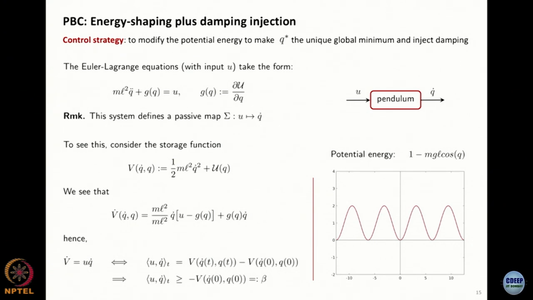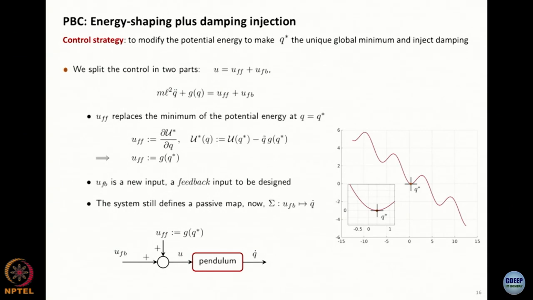So the first thing to remark is that the pendulum, from the inputs U to the velocities, so as we already saw, torques to velocities, is a passive map, right? So if you take this function, the derivative will give you just the product of U times Q dot, if there is no friction. So it's a passive map, right? In other notation, it satisfies this.